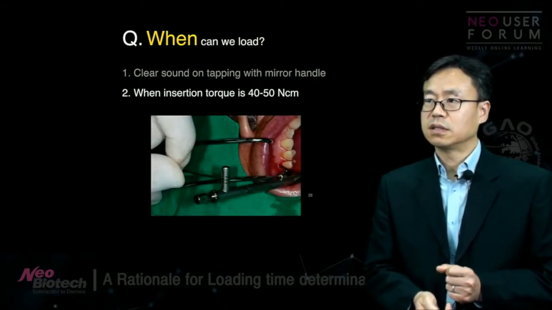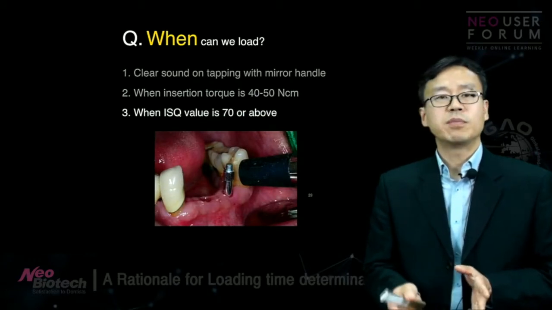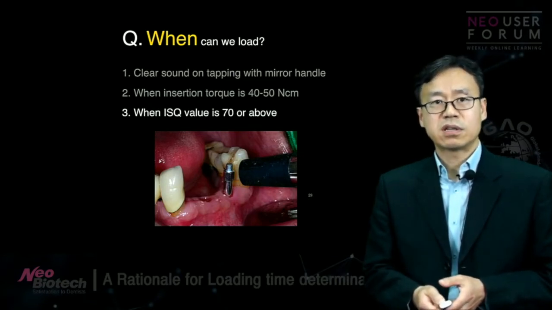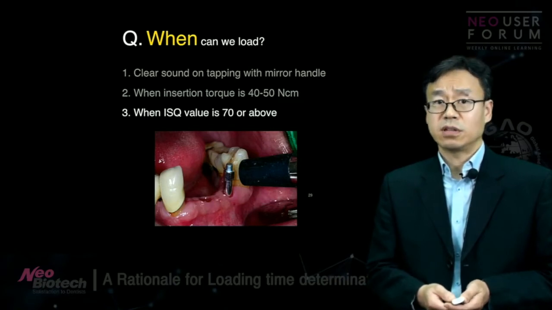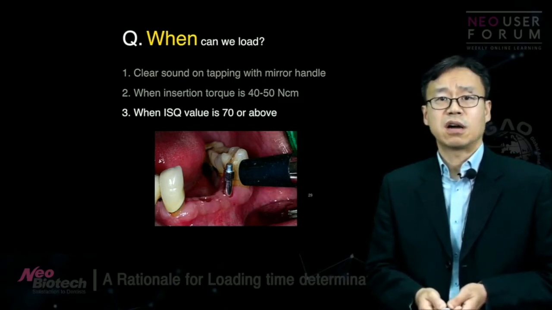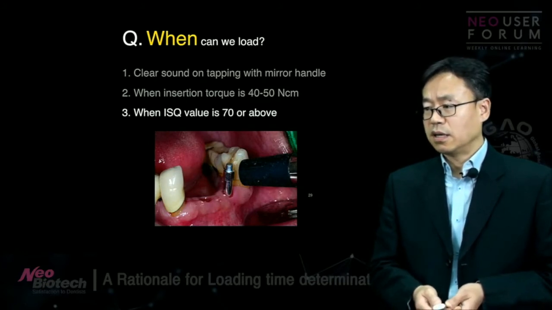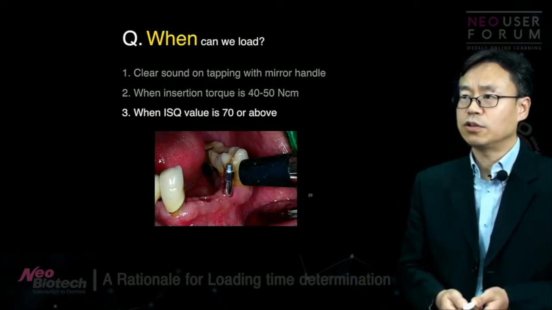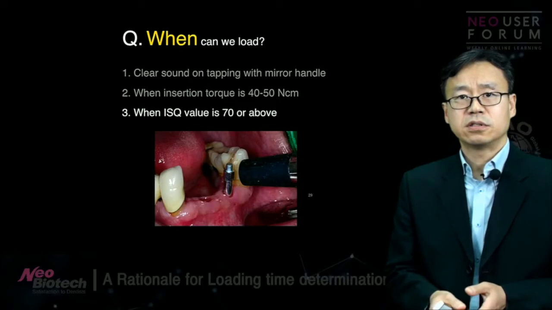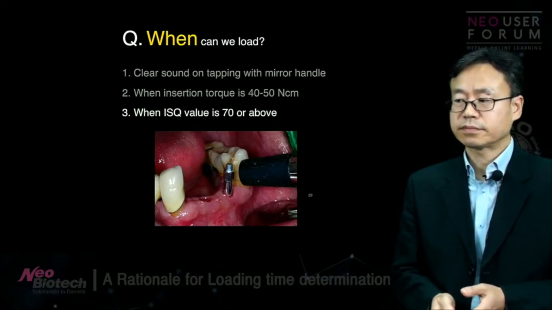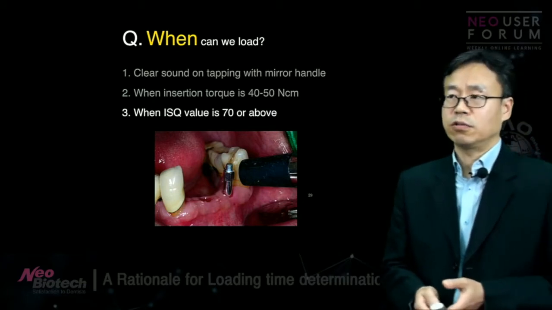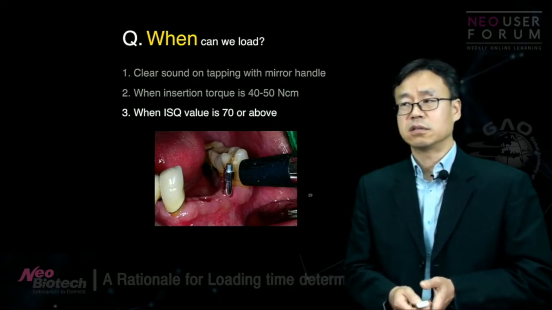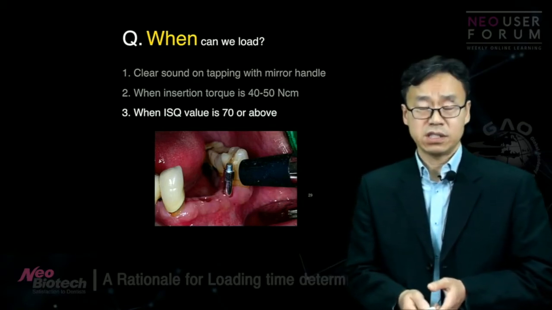Like this. And a lot of people also use something called RFA, ISQ. The Osstell ISQ instrument is probably the most famous RFA instrument. They think that an ISQ value of 70 or above should be enough for loading. But why 70, though? Can this ISQ value of 70 really be a guideline for loading?